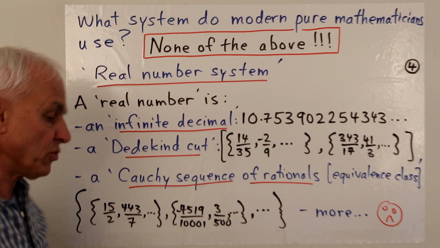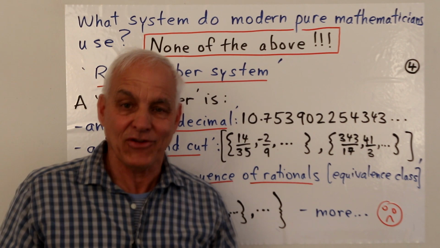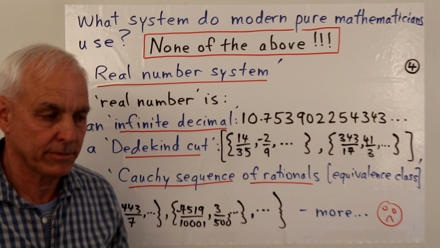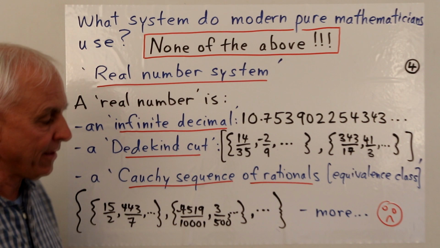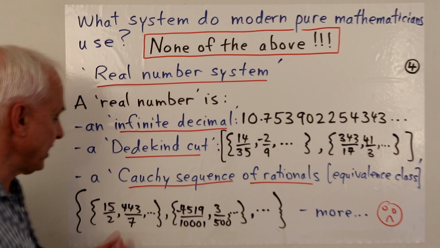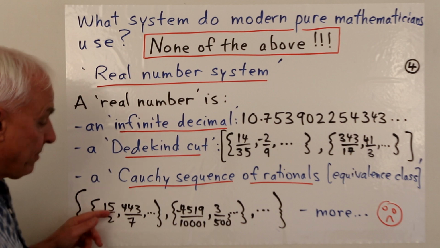advantageous for certain analysis kinds of things: to think of it as a Cauchy sequence of rational numbers. Actually, to be more precise, an equivalence class of Cauchy sequences of rationals. So it makes it quite complicated, but it's something like this. It's a big set, and here is supposedly a Cauchy sequence. Here's another Cauchy sequence. What's a Cauchy sequence? Well, it's a sequence of rational numbers: the first rational number, second, third, but it's an infinite sequence. And here's another one, and here's another one.